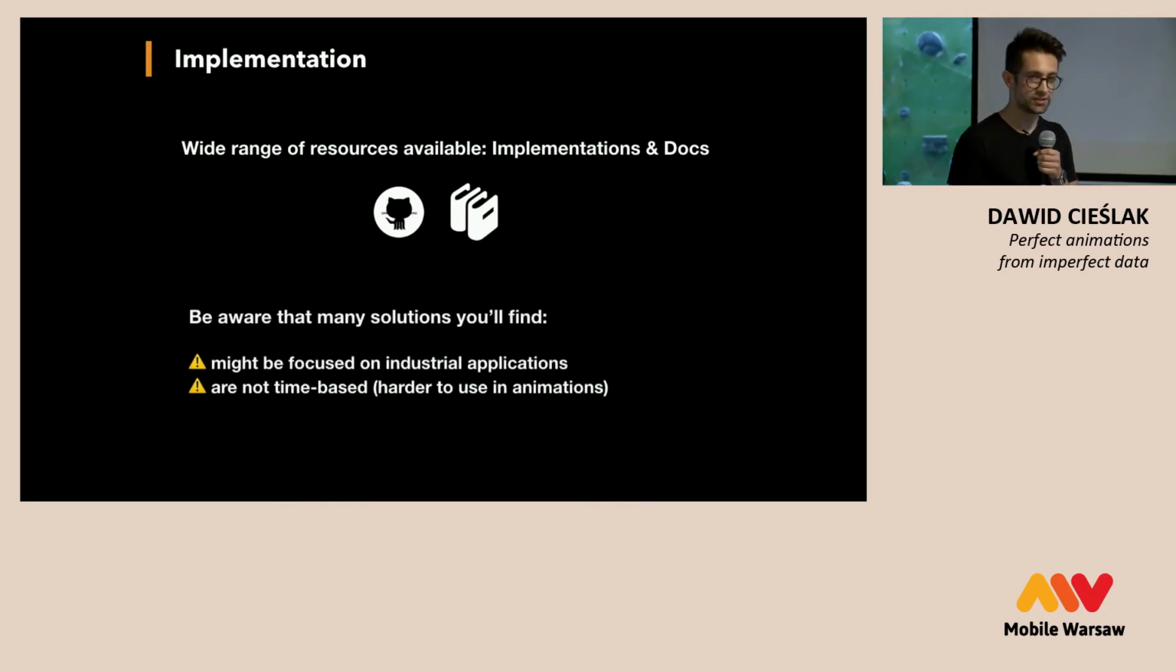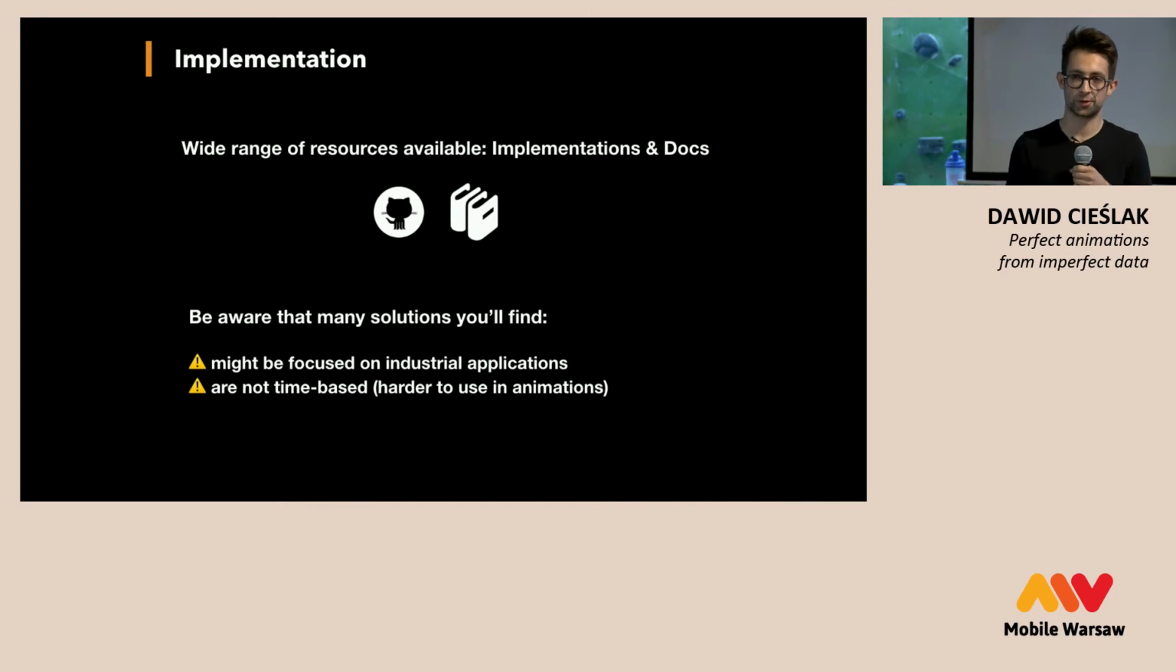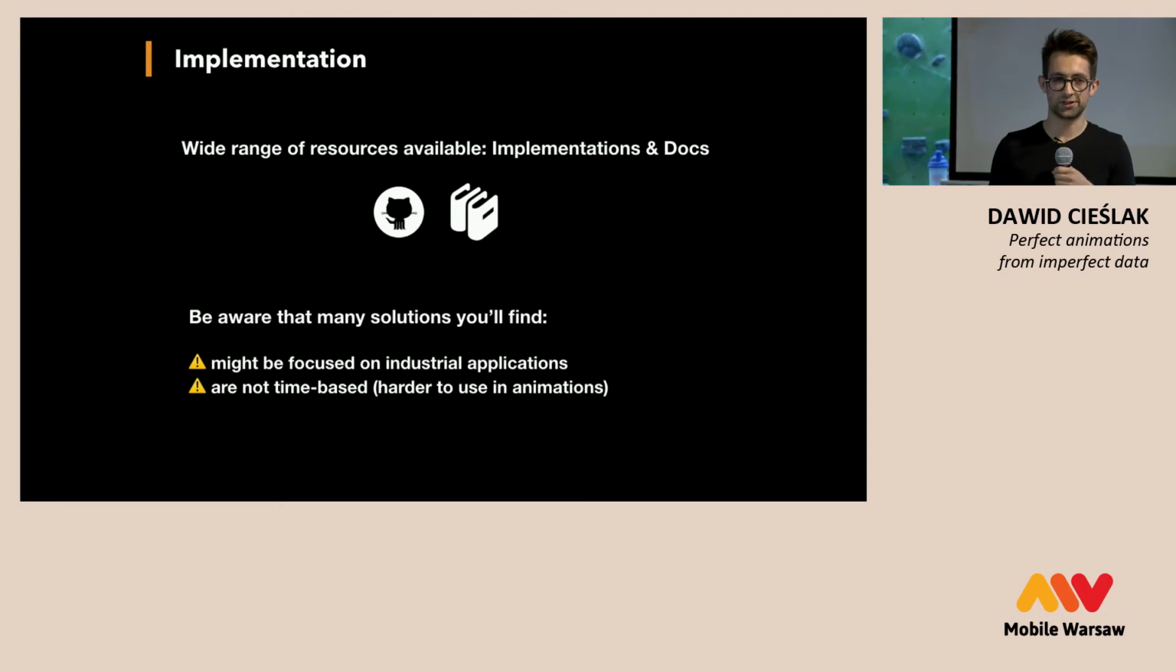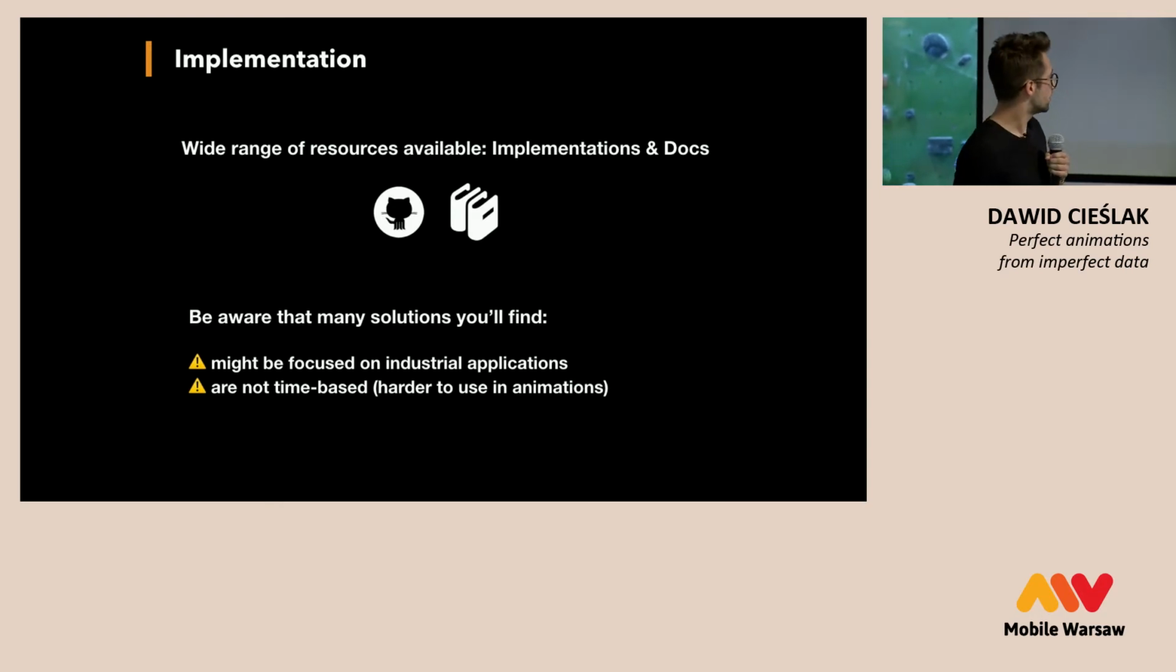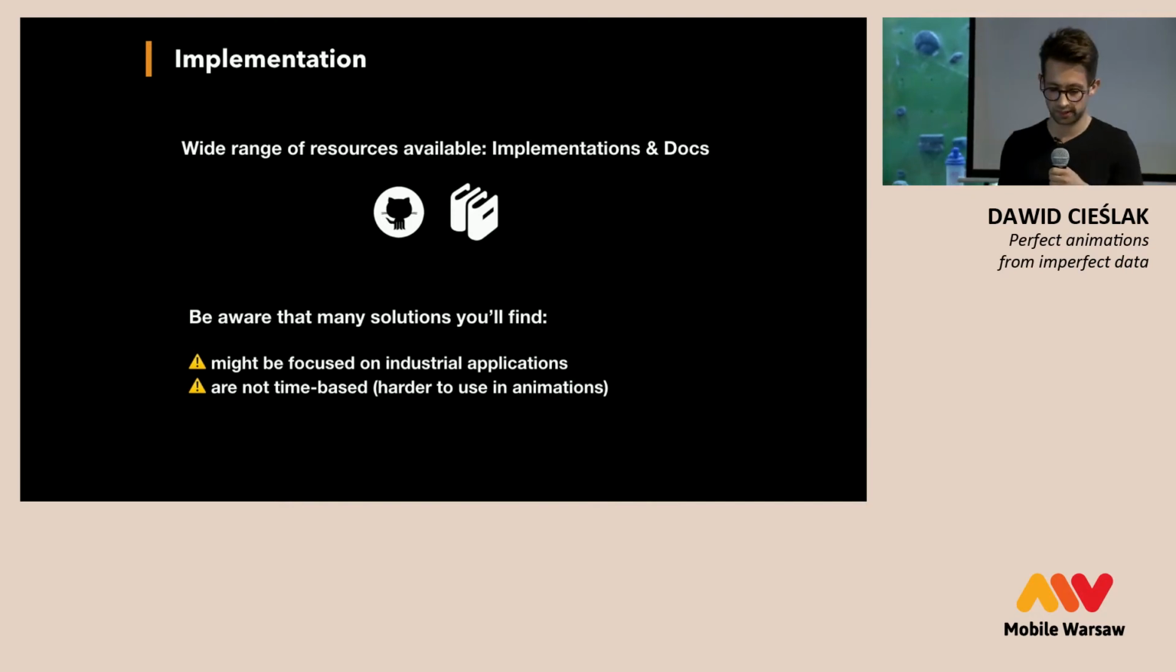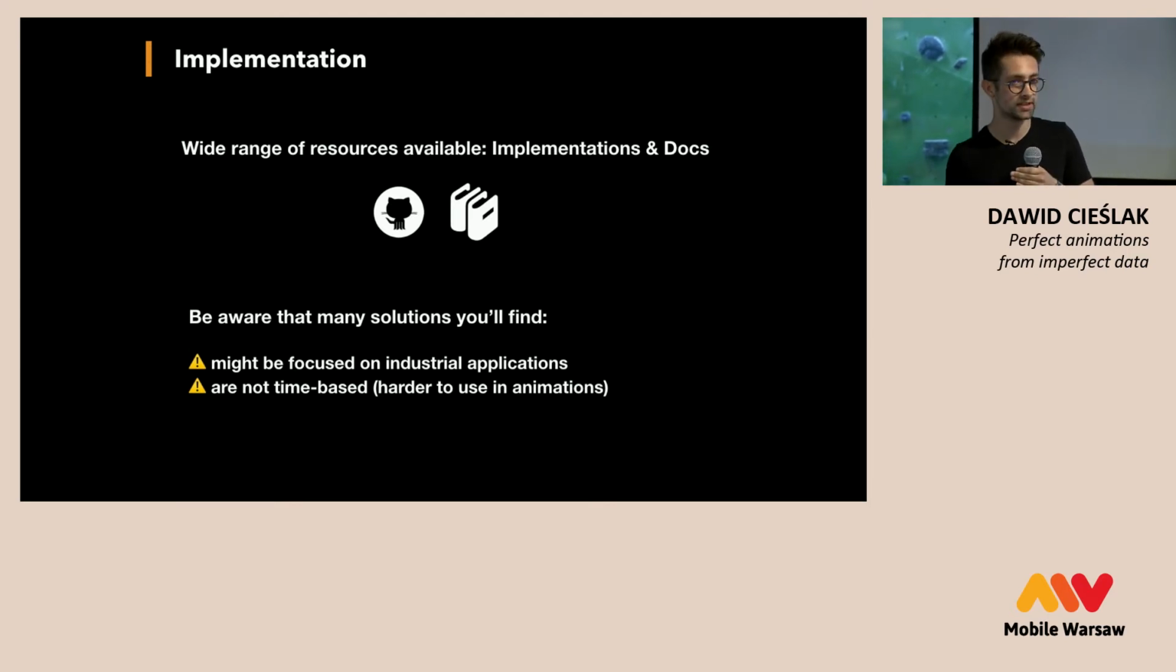A lot of implementations are based on some industrial use or hardware, so you are more likely to find a solution for your Android controlling the motor, for example. And a lot of easy, simple implementations you can see on GitHub might not be time-based, so it's more tricky to use them for animations. They might generate your interpolated value between your current position and your target position. But what you need at one tick is actually only one value generated.